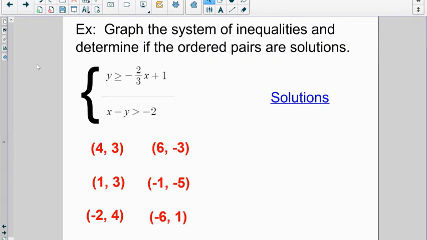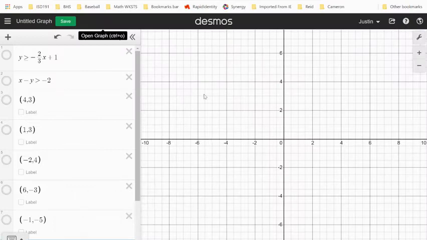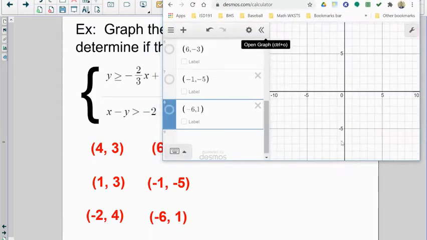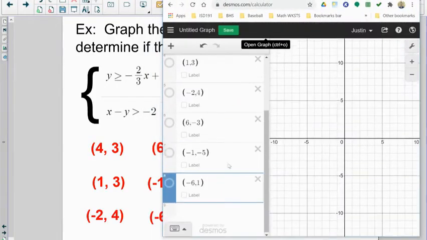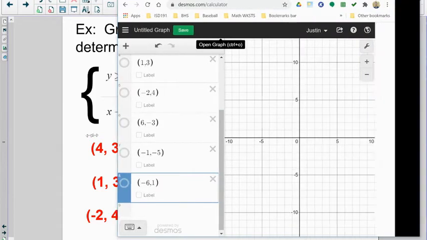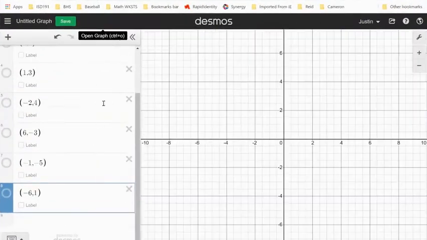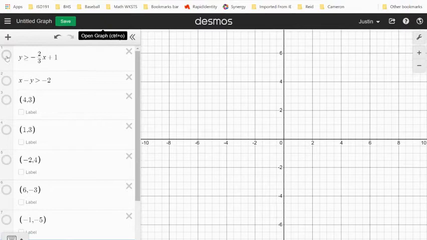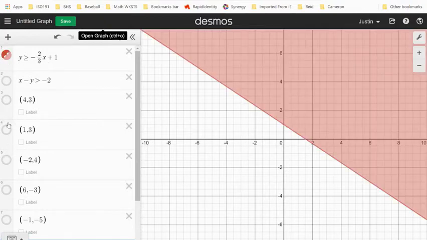So I would like to go through an example with you real quick on our video today. We are going to graph this system of inequalities and determine if these ordered pairs are solutions. And we're going to use Desmos to do that. Open up our Desmos calculator. Make this just a little bit smaller so we can see everything. Actually, you know what? We don't need to see it. We have everything in here already. I'm just hiding the view.